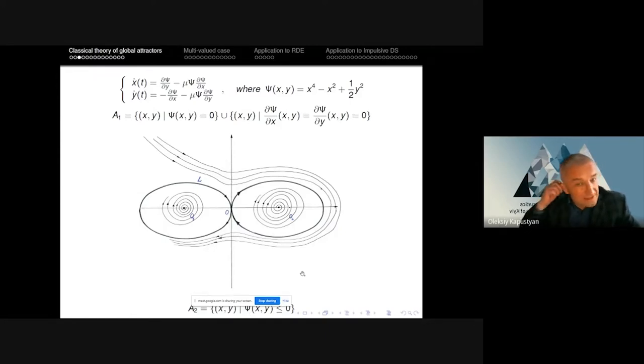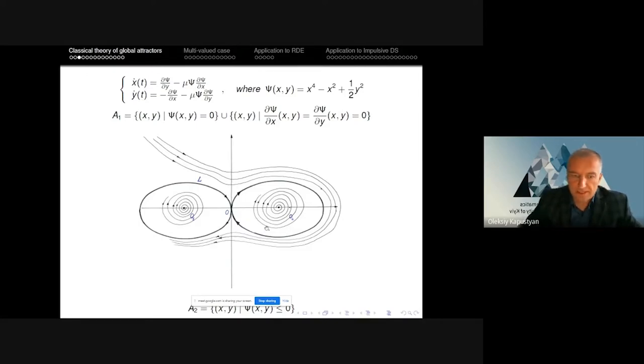So what is the reason to consider the global attractor instead of the pointwise attractor? The pointwise attractor is just a union of all omega limit sets, so it's quite a natural object. But unfortunately, the pointwise attractor, the simple union of all omega limit sets, is not connected and is not stable.